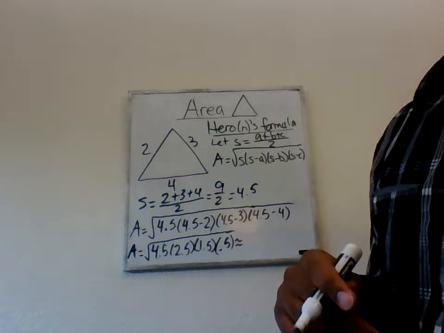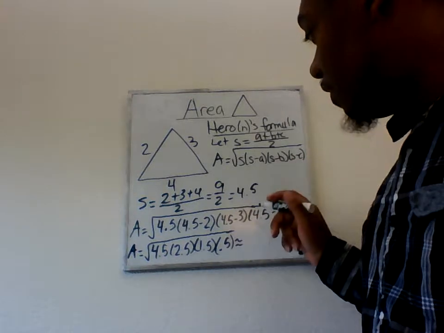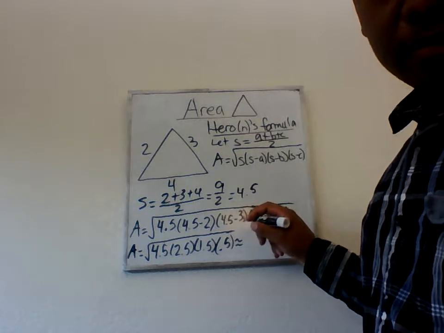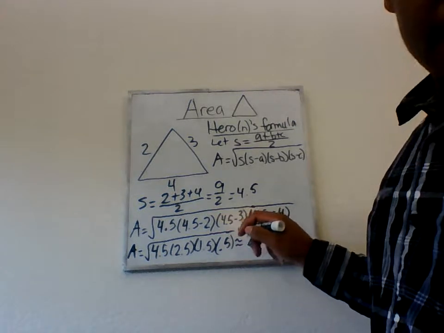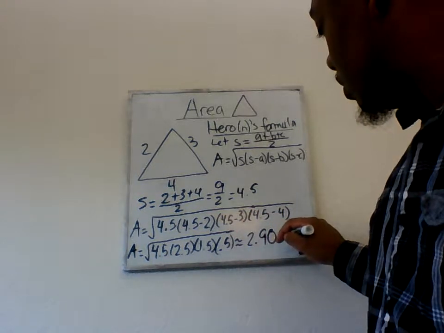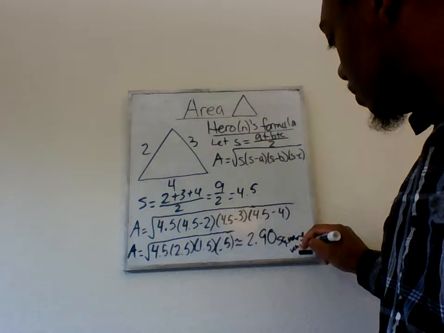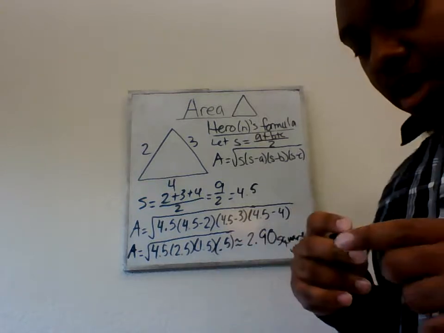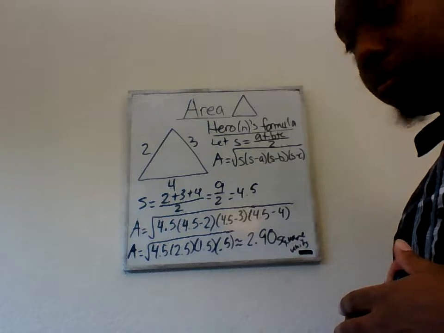And so the area that we get for this figure is actually going to be 2.90 square units. Why is it square units again? Because we're looking for area. So the area of this became 2.90 square units.